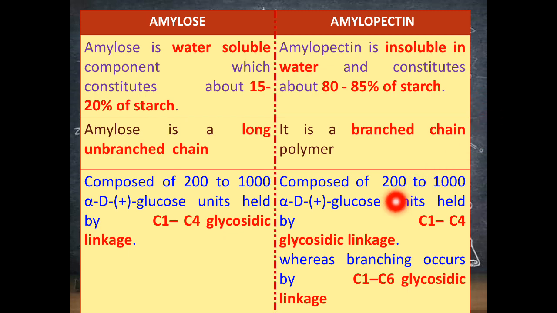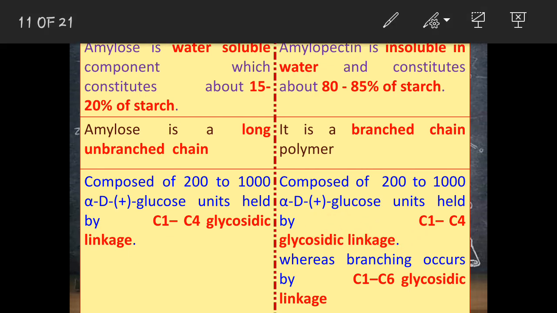Whereas the amylopectin component is also composed of 200 to 1000 alpha D plus glucose units only, and they too are held together by C1 C4 glycoside linkage. Apart from this, they have branching. And that branching occurs at a C1 C6 linkage. So C1 C6 glycosidic linkage is a branching linkage, whereas C1 C4 is a straight chain linkage. We'll see the structure so that it will be clear to you.